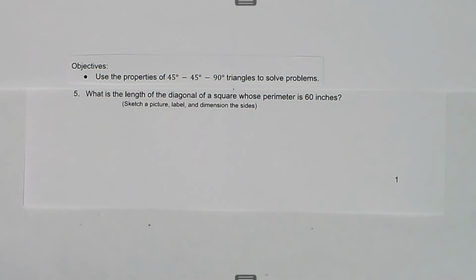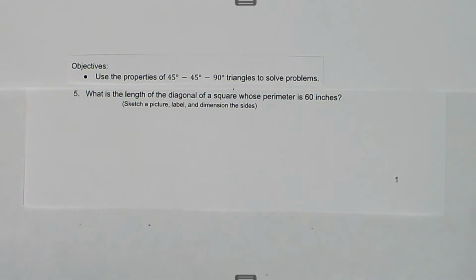So we were talking about special right triangles, and we're talking about 45, 45, 90 triangles. And we want to use properties of 45, 45, 90 triangles to solve problems. So here's the question. What is the length of the diagonal of a square whose perimeter is 60 inches?